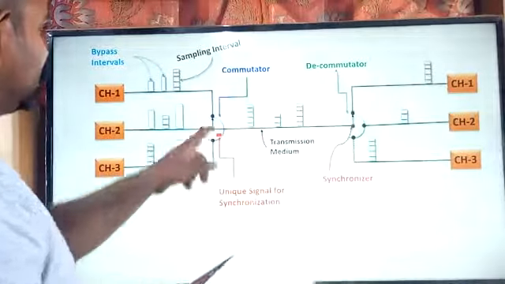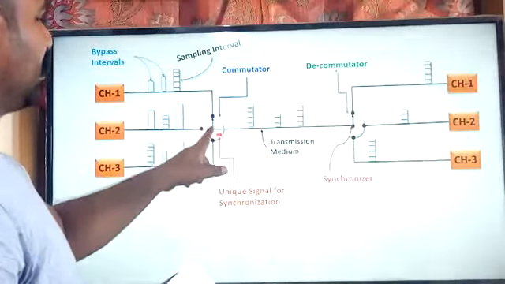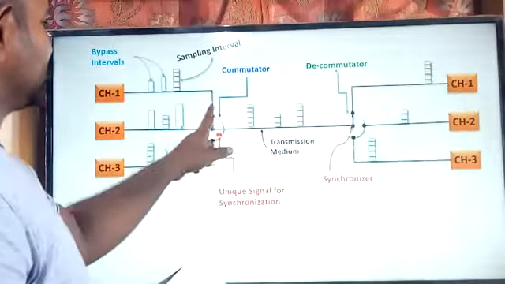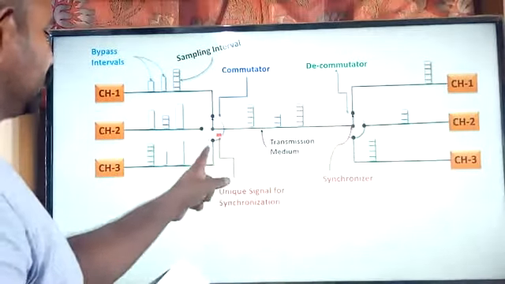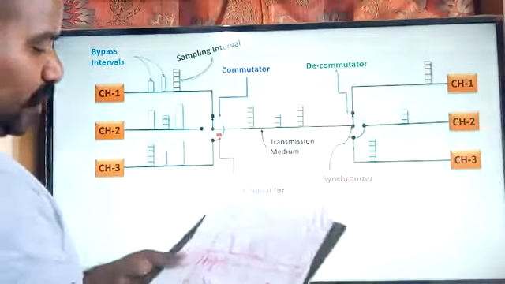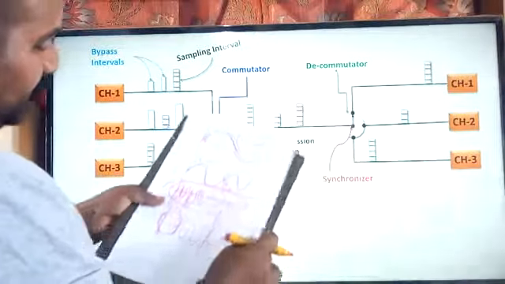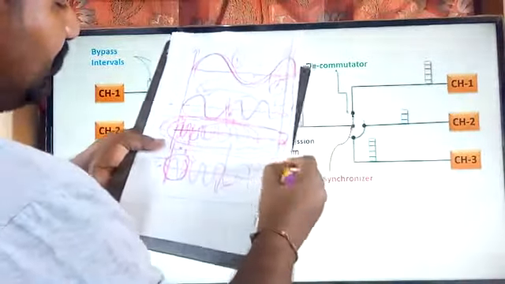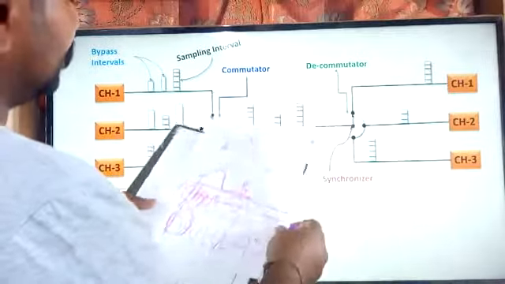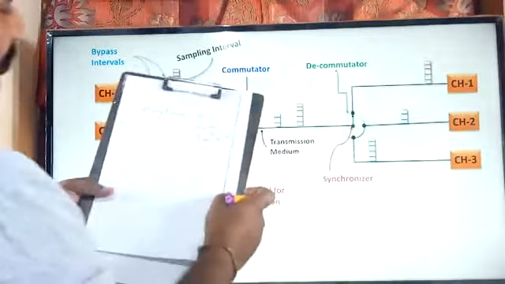Based on that only, this particular arrow keeps changing from channel 1 to channel 2, channel 2 to channel 3, channel 3 to channel 1 again. So whatever signal whose frequency, whose variation, is very fast, that signal's frequency is taken for the sampling operation.